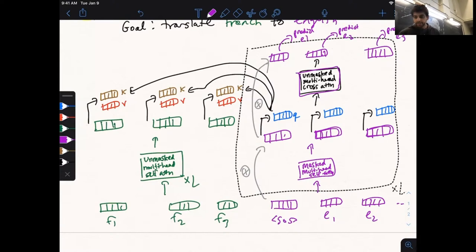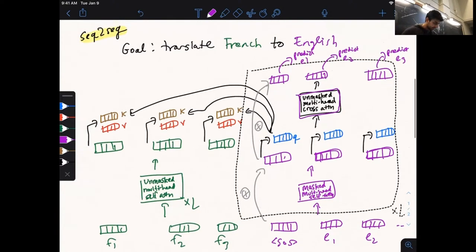Isn't it trivial to predict the English word because it's been given? Must be a misunderstanding. Remember here that in the decoder, the first input is the start of sequence token. And from that, we're predicting the first English word. So you're never given the word that you're trying to predict. All right, any other questions?